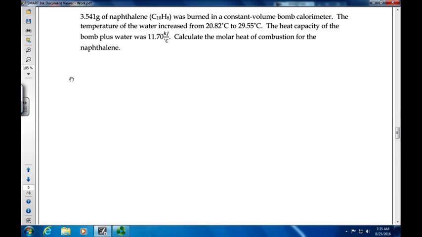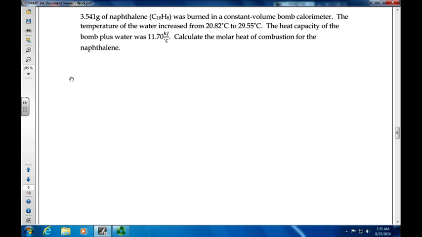The next problem states 3.541 grams of naphthalene was burned in a constant volume bomb calorimeter. The temperature of the water increased from 20.82 degrees Celsius to 29.55 degrees Celsius. The heat capacity of the bomb plus the water was 11.70 kilojoules per degree Celsius. Calculate the molar heat of combustion for the naphthalene.